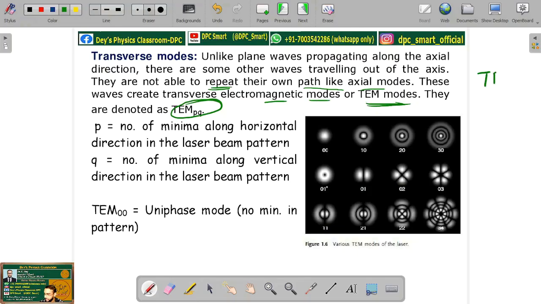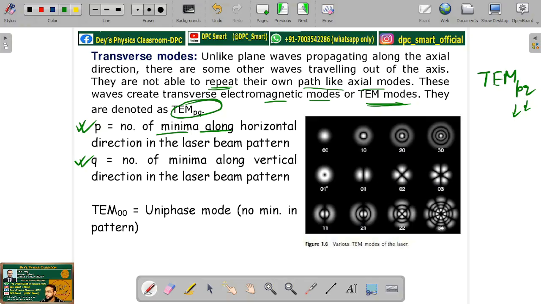So they are denoted as TEM suffix PQ, where P is the number of minima along the horizontal direction in the laser beam pattern, and Q is the number of minima along the vertical direction in the laser beam pattern. So the number of minima in the horizontal direction of a laser beam pattern is denoted by P, and similarly the number of minima in the vertical direction is denoted by Q. So this together is TEM PQ.